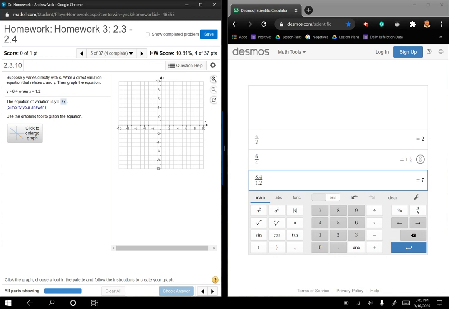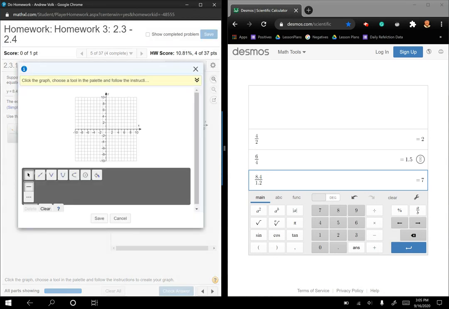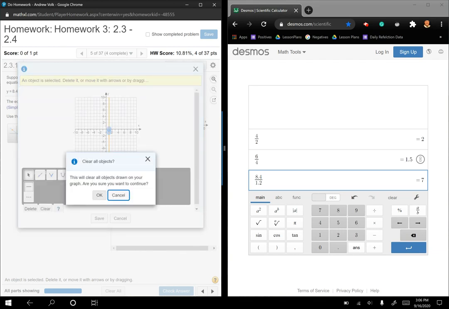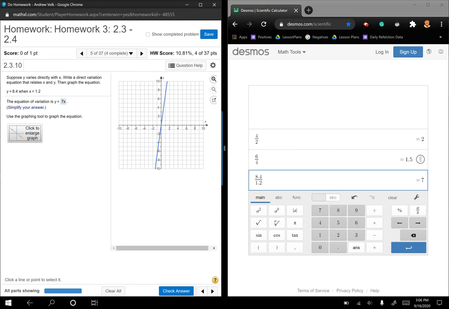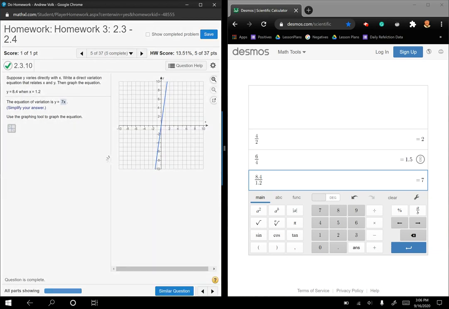All right, I'm going to click to enlarge the graph, and I'm going to pick this thing right here, and I'm going to put a point at 0. Oh, you can move your points if you're off. I'm going to clear that. Try to put it at 0, 0, and then up 7 over 1. Oh, got it, I think. I'm going to double check. That looks right to me. Fantastic.